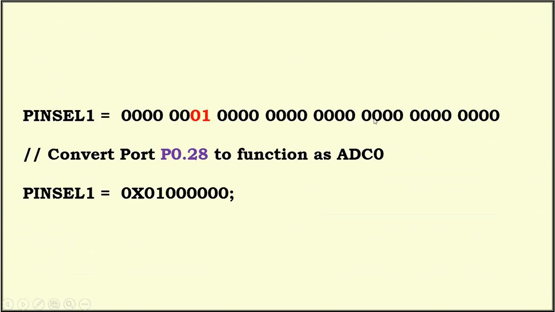Now, this is binary data. Convert this binary data into hexadecimal number. This is the hexadecimal equivalent of this: 0x01000000. So, this is the hexadecimal number. We have to write this statement. I have to execute this statement. Once you execute this statement, it's going to configure P0.28 as ADC 0, the channel number AD0.1. So that's the way actually.